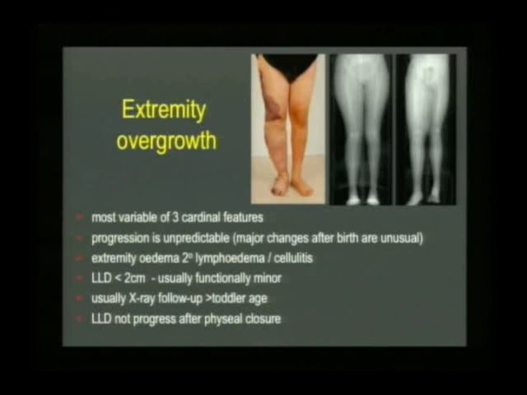And what we know is that the leg length discrepancy does not progress after physeal closure. Like all vascular malformations, when a child stops growing, the vascular malformation stops growing. So the venous malformations will stop growing, and the arteriovenous malformations will stop growing, but they do not regress. And certainly with arteriovenous malformations, the hemodynamic changes can continue, and it really can be troublesome.